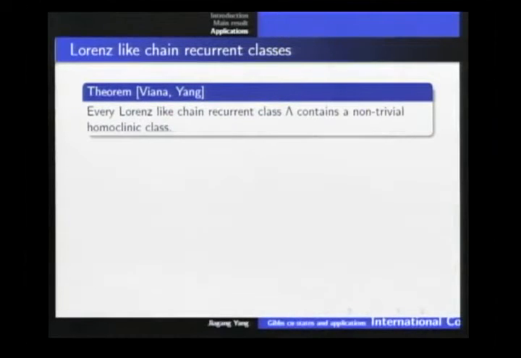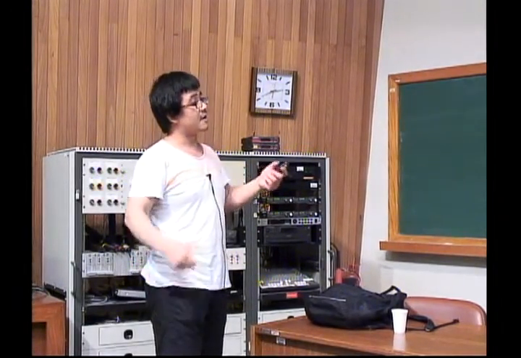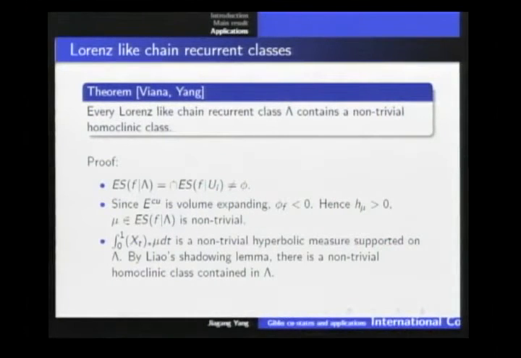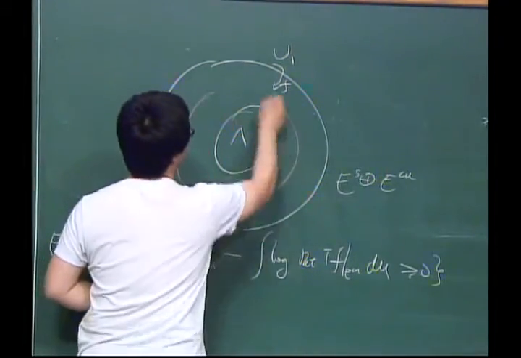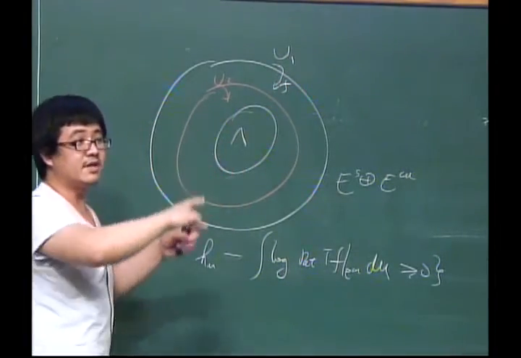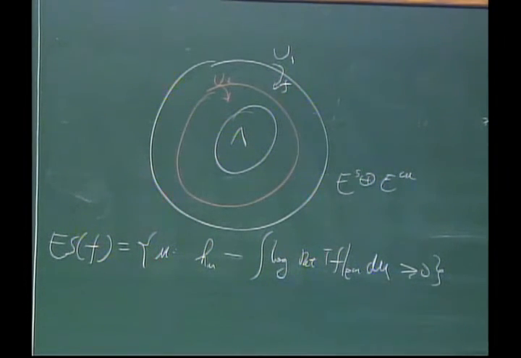So the first result we proved is that every Lorentz-like chain recurrent class lambda contains a non-trivial homoclinic class. So we don't use a section. This is for any dimension, we don't necessarily assume it's isolated. So what's the proof? You can see the equilibrium state of F in U1 is not empty. You consider it in U2, it's not empty either. You take all this intersection. And then remember, the metric entropy for the equilibrium state is a semi-upper continuous function. So finally, the intersection is not empty.